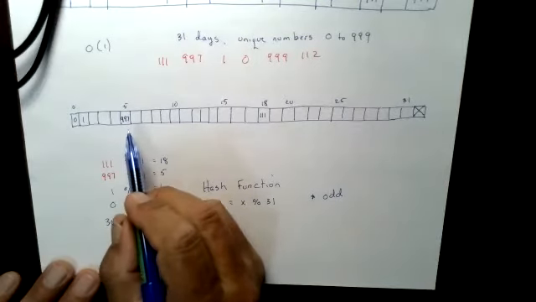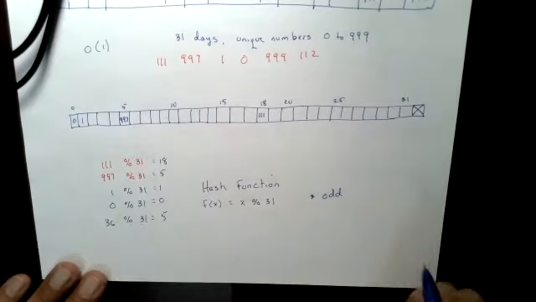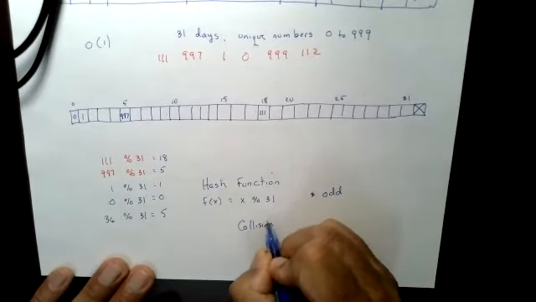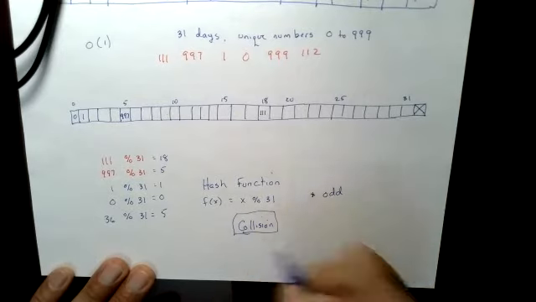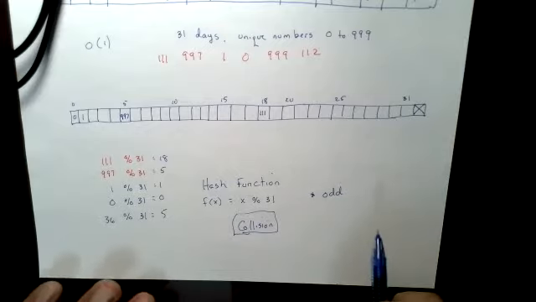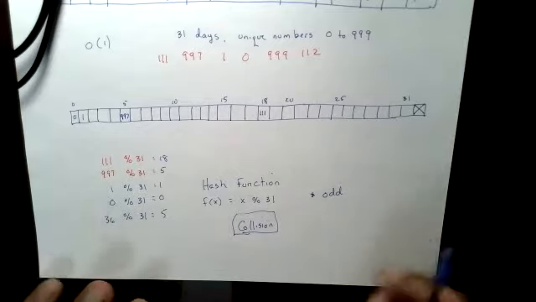Uh-oh, I have a collision. Now I have to figure out how to handle a collision. I want 36 to go in 5, where 997 already is, and I have a collision. How do I handle it?